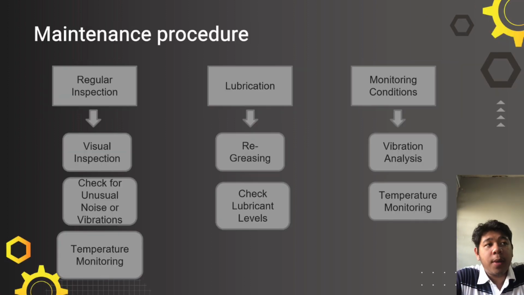Maintenance procedure for bearing. First, regular inspection: visual inspection, check for unusual noise or vibration, and temperature monitoring. Number two, lubrication: re-greasing and check the lubricant levels. And lastly, condition monitoring: vibration analysis and temperature monitoring.